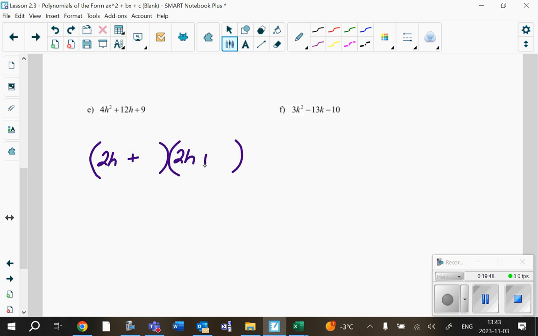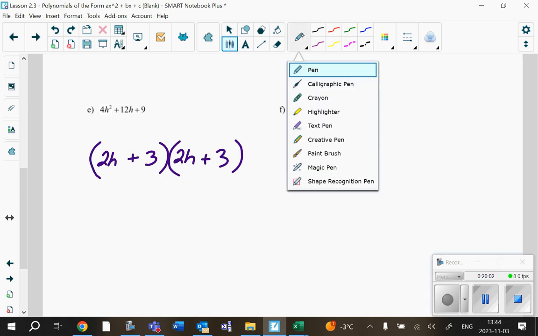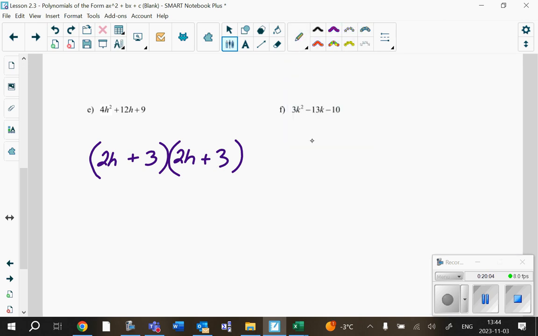So now, what two numbers multiply to get 9? Well, it's 3 and 3, or 1 and 9. So if we try 3 and 3, we're going to find that we get 6h, 6h, which gives us 12h. So that's our answer. Okay?